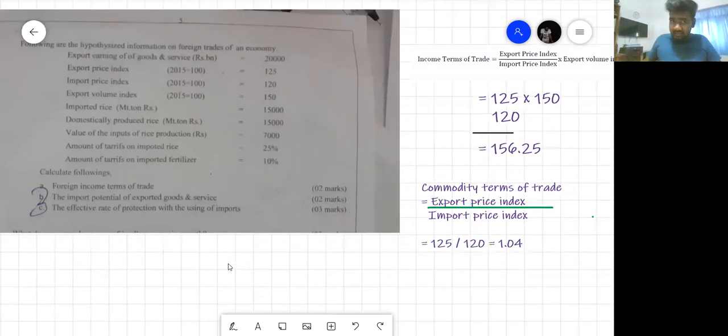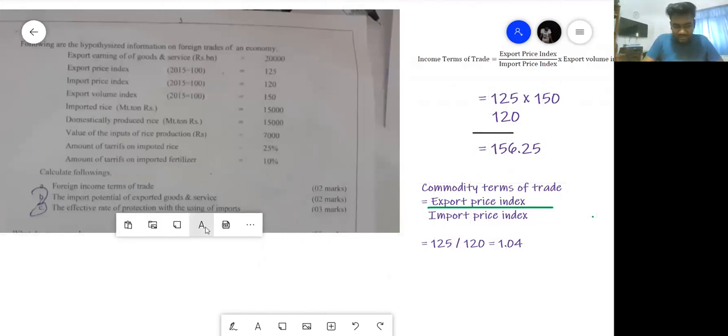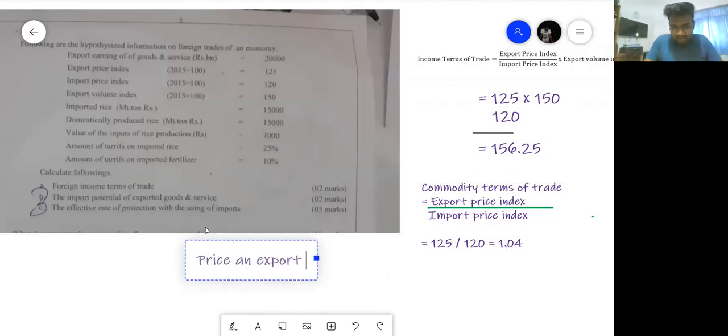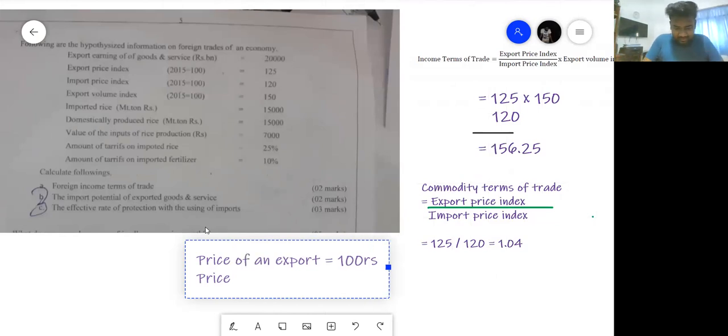Now, this is a hard number, so let me give it to you in very simple terms. Let's say the price of an export is 100 rupees, and the price of an import is 50 rupees. Let's forget about 125 and 120. Based on these numbers, if I export one good, from the money I am earning, how much of imports can I buy? Exactly, I can buy two.